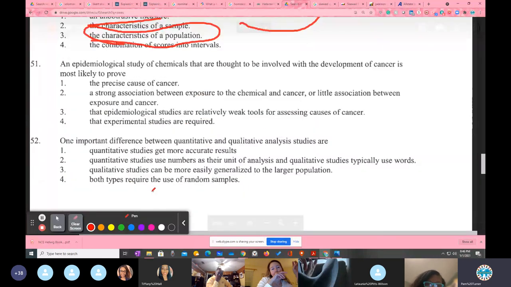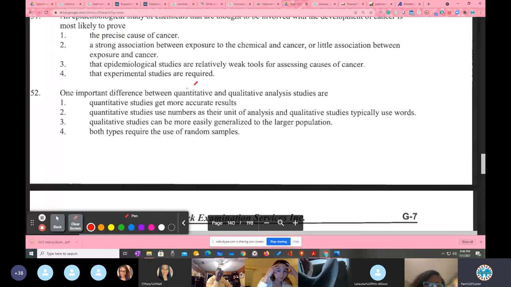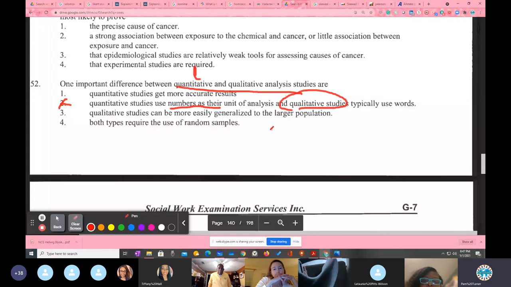Okay. One important difference between quantitative and qualitative analysis studies are, remember, quantity and quality. 1, quantitative analysis get more accurate results. 2, quantitative studies use numbers as their unit of analysis and qualitative studies use words. 3, qualitative studies are more easily generalized to the population. Or 4, both require use of random. That is correct. That is 2. Quantitative are numbers, right? That's my ratio or my interval. Perfect.